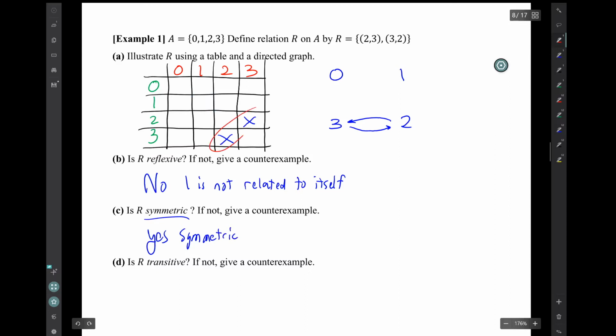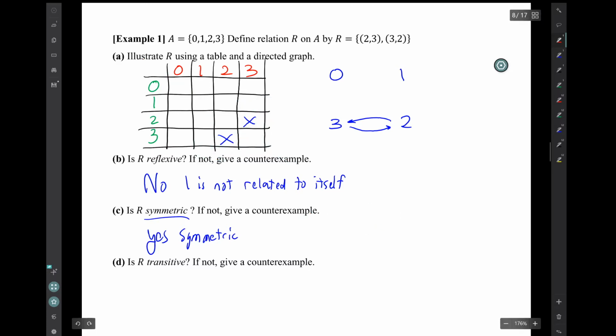Now, how does that show up in the table? Well, notice that pairs of the form A, comma B, and B, comma A show up as being flipped across the main diagonal. So every element in this table has a mirror image across that main diagonal that's also filled in. So that is a giveaway that this relation is symmetric. In terms of the graph, every arrow has an arrow going the other direction. So it's easy to see from graphs whether a relation is symmetric or not.